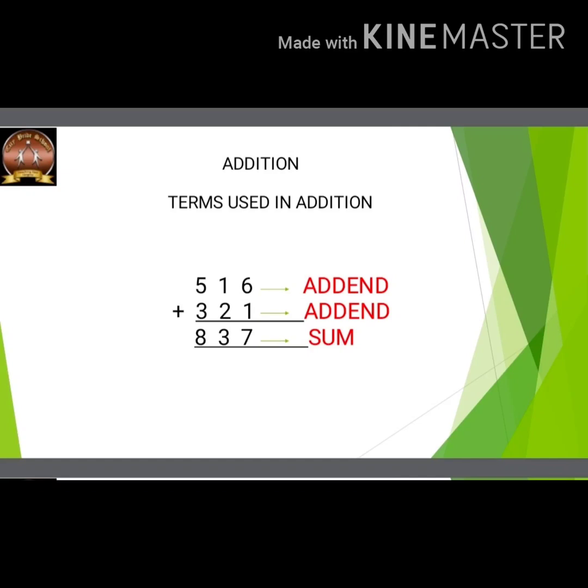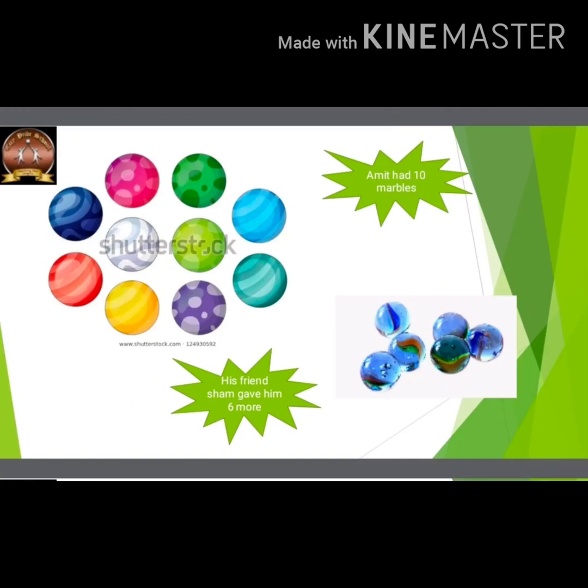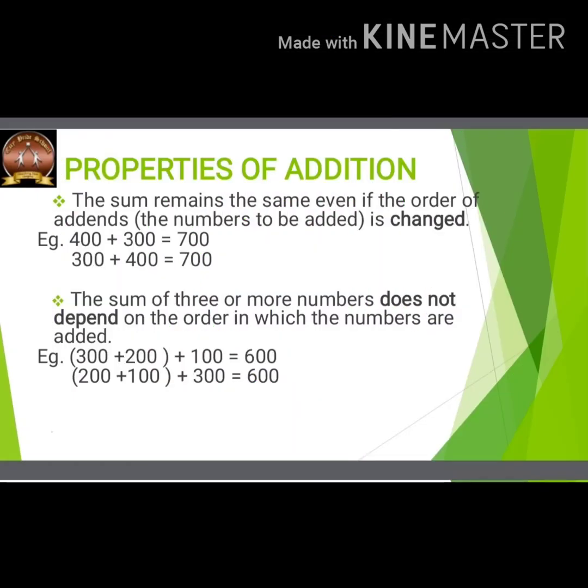So go through it. In the given image, let's make a quick calculation. Amit has 10 marbles and his friend Sham gave him 6 more. So how many would Amit have in all now? 16. Now we will study properties of addition. We have already studied some basic properties of addition in class 4.